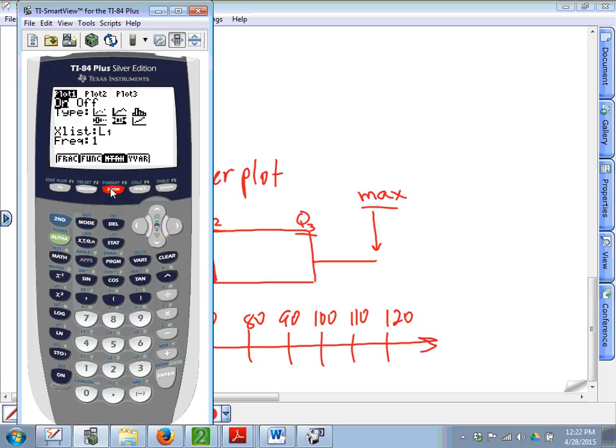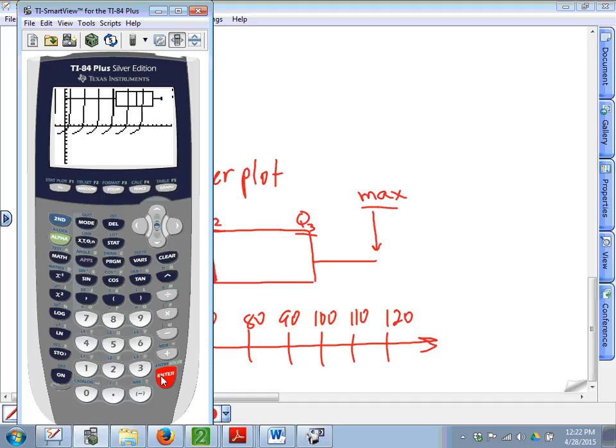Before you hit graph, go to zoom. Actually, hit second quick, and then zoom. Scroll down to option 9, Zoom Stat. That creates a window that is centered around the statistics you typed in. Oh, I forgot to clear out my Y equals menu, so I've got a box and whisker plot on top of a funky looking graph. There it is. There's my box and whisker plot.